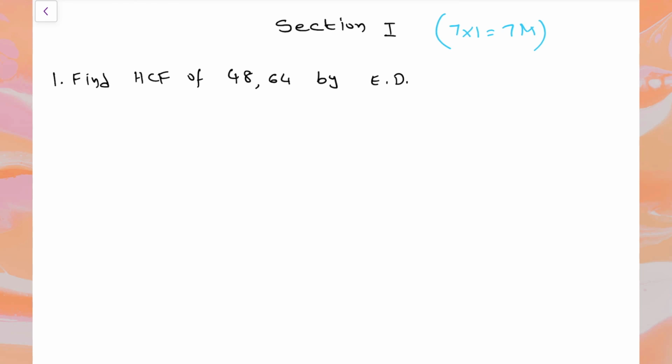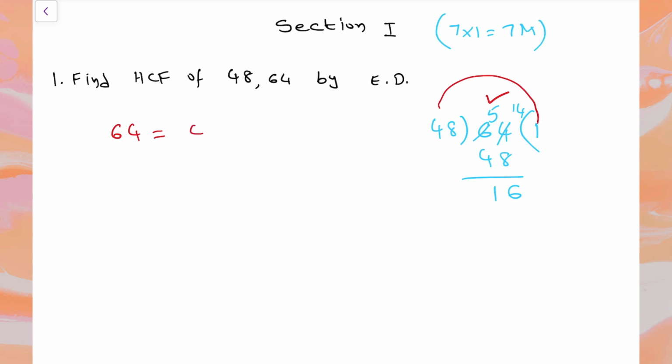So what you need to do first is do the division of the given numbers 48 and 64. 48 ones are 48. 14 minus 8, 6; 5 minus 4, 1. Now this step only we need to write as 64 equals 48 into 1 plus remainder. Dividend equals divisor into quotient plus remainder, nothing but A equals BQ plus R. Now from this step you need to pick the remainder and divisor.